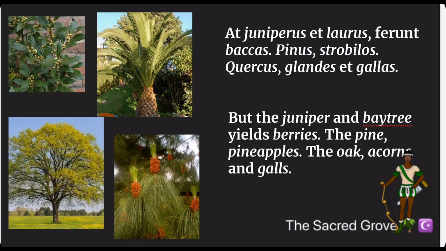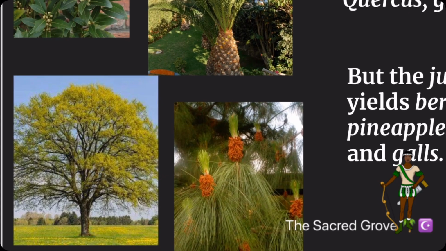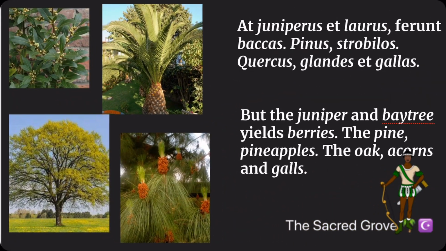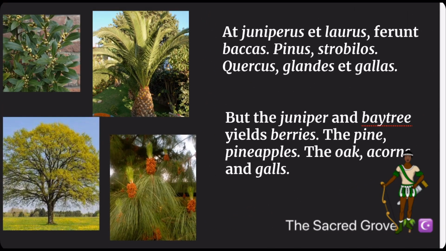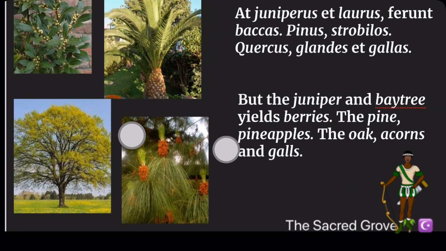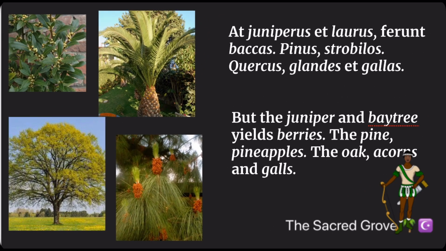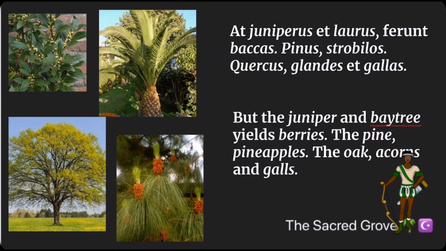The pine, pinus, yields pine cones. The oak, quercus, acorns and galls, glandes and gallas. So that's what these trees bear. The oak tree bears acorns and galls. The pine tree, pine cones. And the juniper and bay tree, berries.